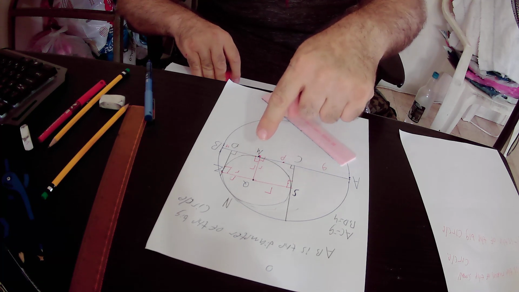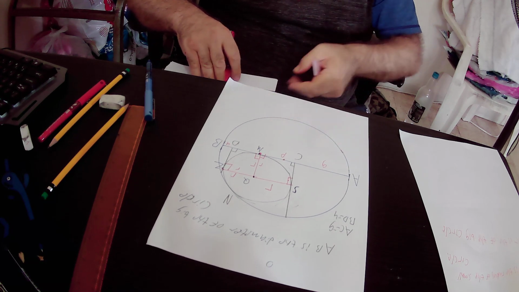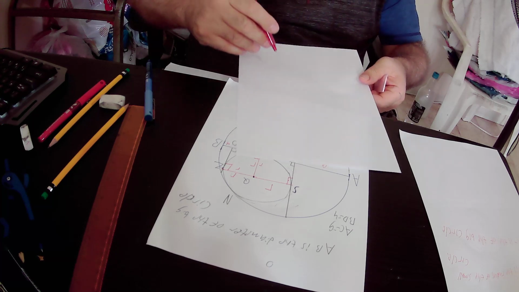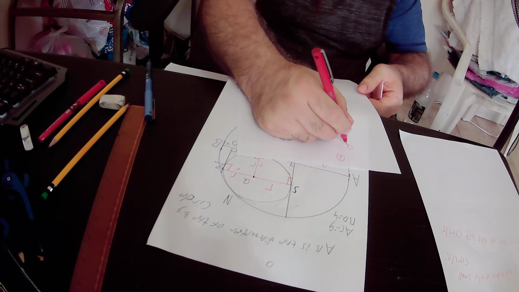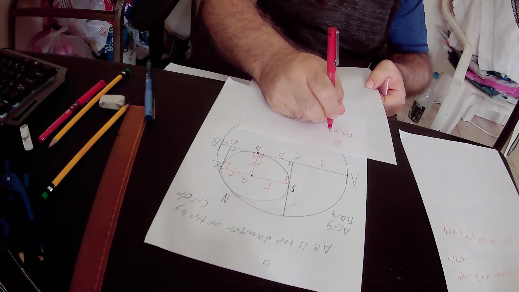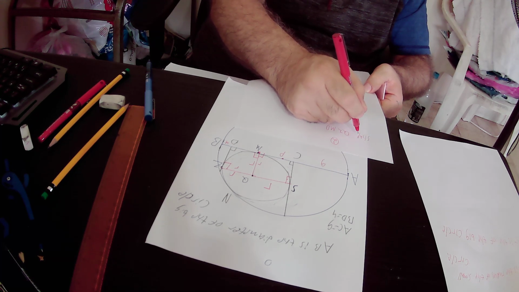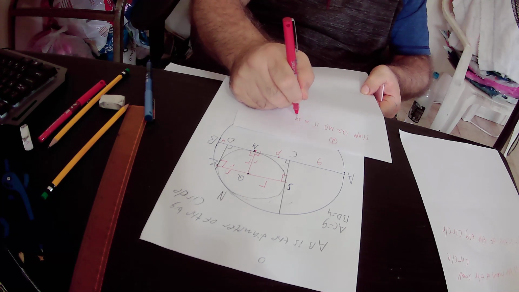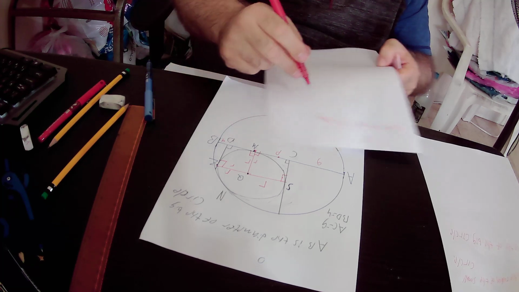So we actually have here a square. QZMD is a square with 3 right angles. Okay, so this shape QZMD is a square with 3 right angles.